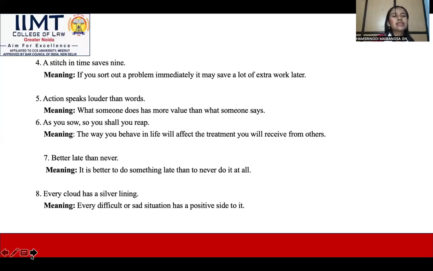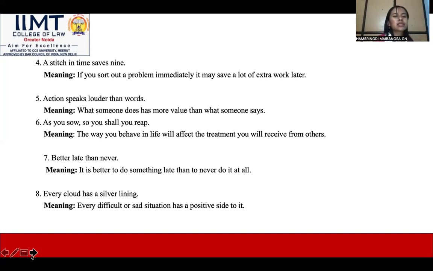The next is a stitch in time saves nine. So it means if you sort out a problem immediately, it may save a lot of extra work. So here, a stitch in time is a metaphor for one problem, one stitch for one problem, but sometimes what happens is we do not solve the problem when it is a small problem. So it ends up becoming a bigger problem. So a bigger problem means nine stitches, more stitches for more problems.